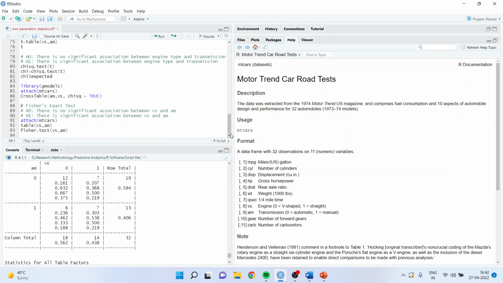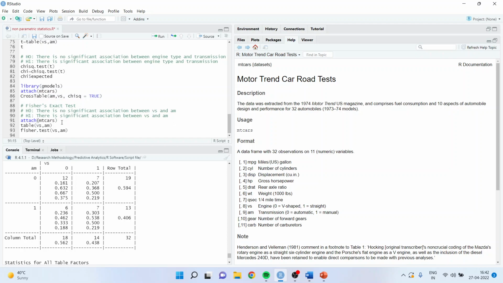Last comes Fisher's exact test, normally used when your data set is very small and the expected frequency is less than 5 in one of the cells. Expected frequency, not the observed frequency. The null hypothesis for Fisher's exact test is that there is no significant association between vs and am. The alternative is that there is a significant association between vs and am.